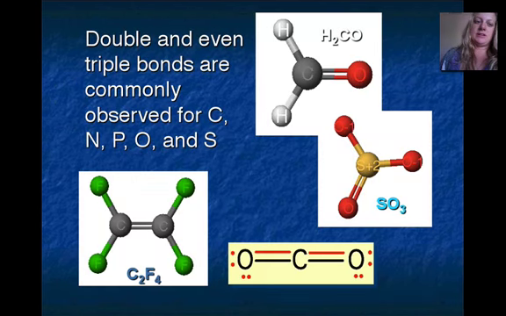Double and triple bonds are commonly observed, especially between these ones. So just maybe write these ones down. These are common ones. Anytime you see two lines, that is a double bond. Carbon likes to form double bonds between itself. It likes to form double bonds between it and hydrogen, or it and nitrogen, or sometimes triple bonds between nitrogen and oxygen. All of those are possible.